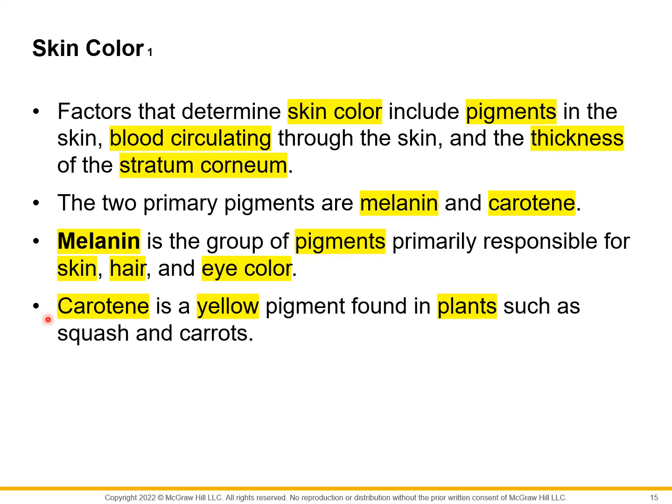So keratin, this one is a yellow pigment found in plants such as squash and carrots. Alright? So ayan po. Again, carotene, no? Again, it's a yellow or orangey pigment na usually pwede nating mahanap sa mga plants.